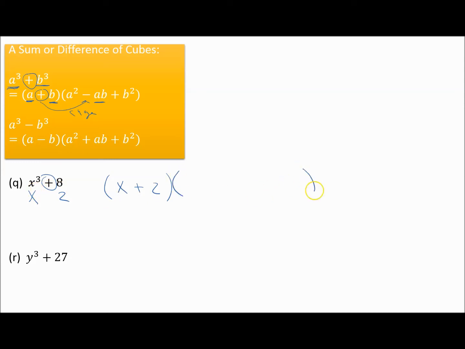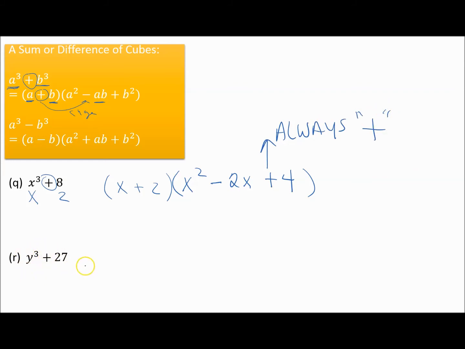Now, the next set of parentheses is a longer set. It's got 3 terms in it. And what you do is you square the first one. So square x, and then you multiply them together. So x times 2 is 2x, but whatever's here changes to the opposite sign there. And then you square the last one, and it's always plus. So no matter what your original problem is, this is always positive. So always plus. Okay? Now let's look at another one.